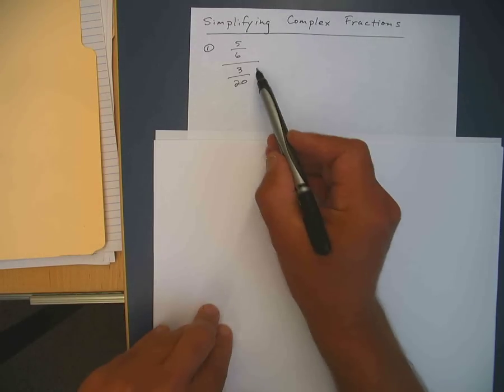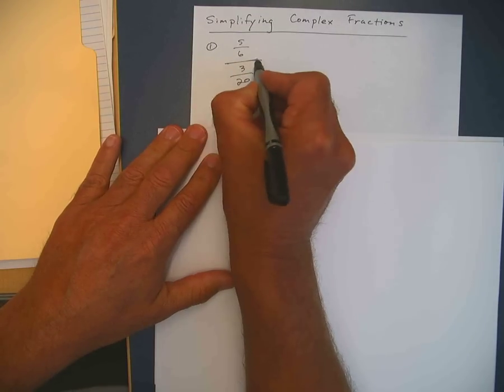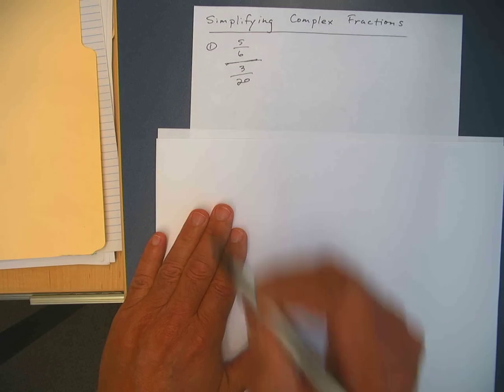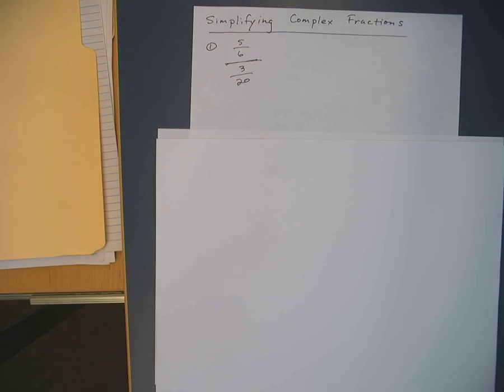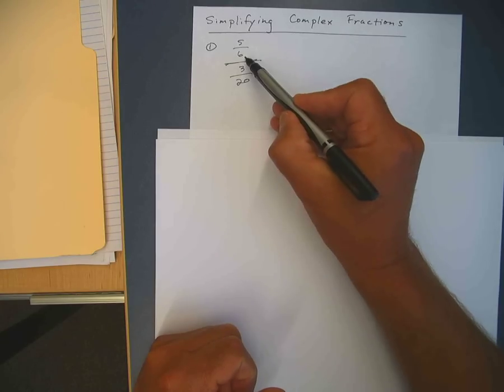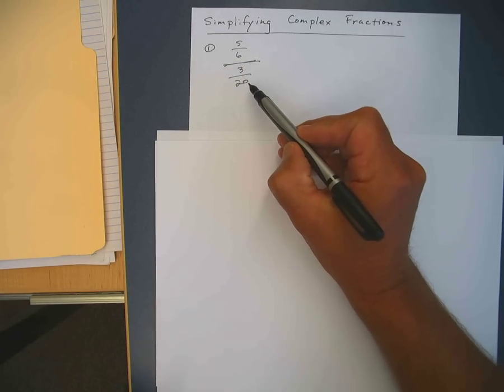Here's our fraction bar. Of course, we have two others. This fraction happens to have a fraction in both the numerator and denominator. The method for simplifying these that I recommend is, first of all, looking at the denominators of your fractions you have here, 6 and 20, and finding a common denominator.